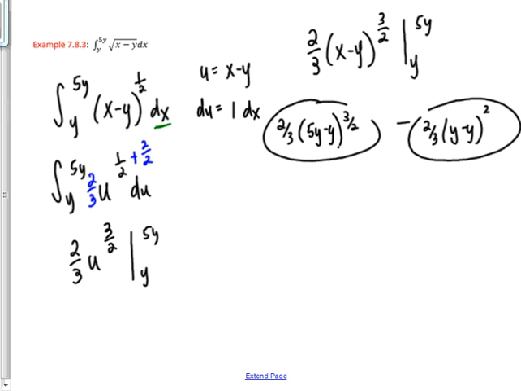3/2. And over here, same thing, 3/2. Alright, well this parentheses is not bad, because what is y minus y? It's 0, and 0 to any power times that 2/3, that's going to go away. So just need to fix this one.